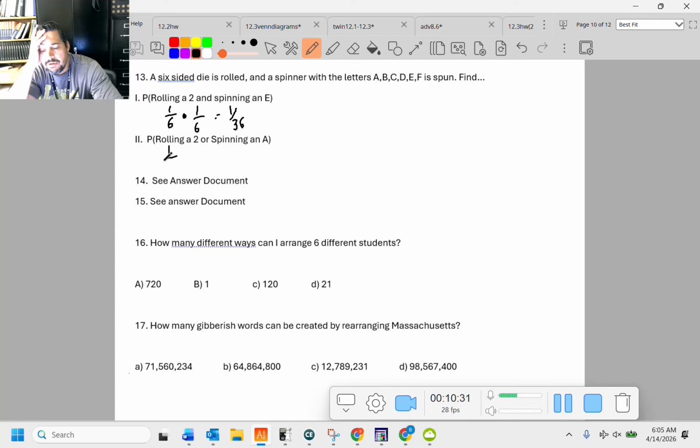Then we have the word or, and the only difference here is the word or means plussing. That's 1/6 plus 1/6, which is 2/6, which is 1/3. I've already done 14 and 15.